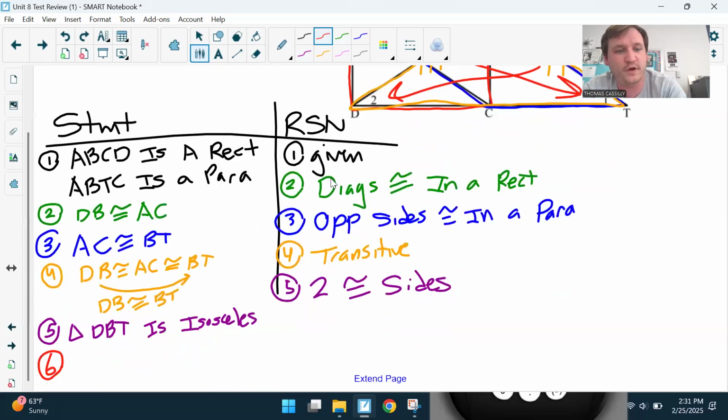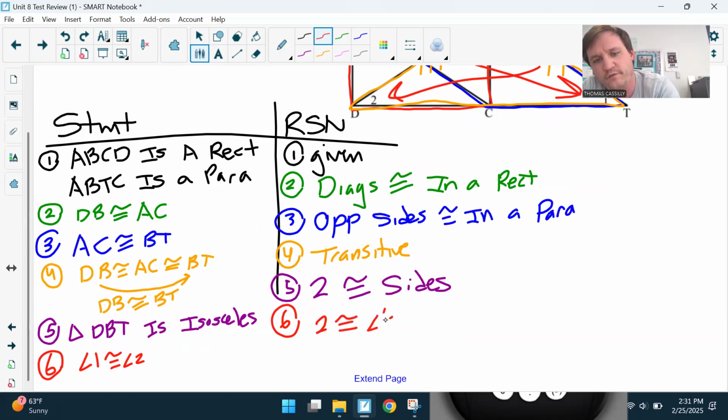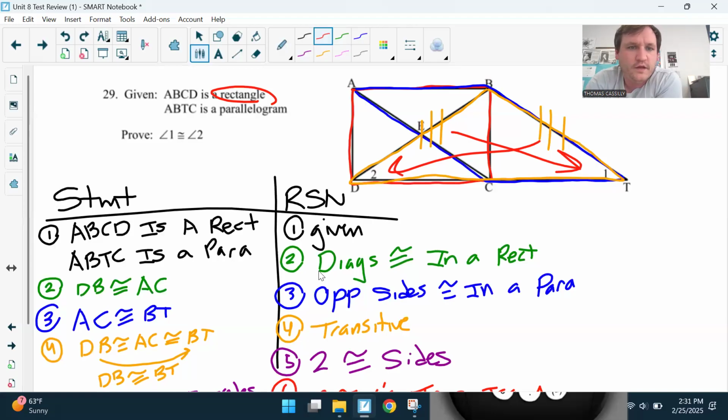that means I automatically get two congruent angles. All right, so we can finish this one up. And I can say, all right, well, angle 1 is congruent to angle 2. Why is that? I'm going to say two congruent angles in an isosceles triangle. I'm going to abbreviate. All right. And that one's finished. All right, I think I did everything I needed to there.